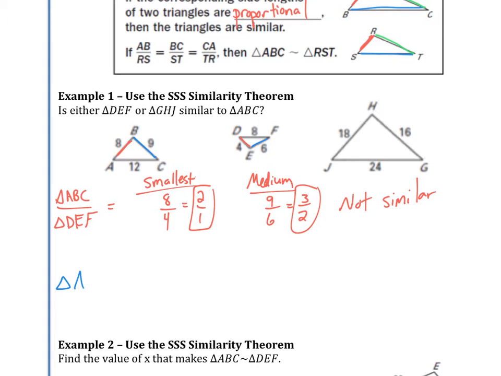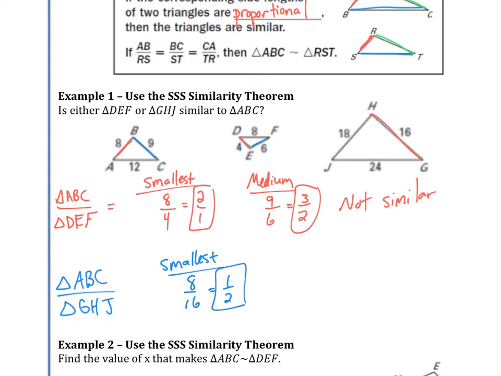So now let's try triangle ABC over triangle GHJ. Let's start with the smallest sides. The smallest side in ABC is 8, and the smallest side in GHJ is 16. So 8 over 16 reduces down to 1/2. The medium side, or the middle side, is 9 in triangle ABC, and the middle side in GHJ is 18. So 9 over 18 also reduces down to 1/2.